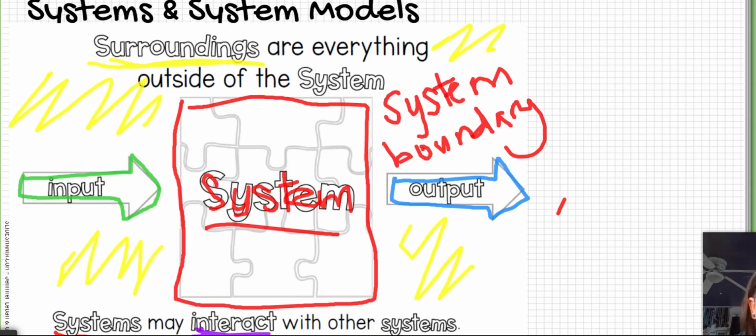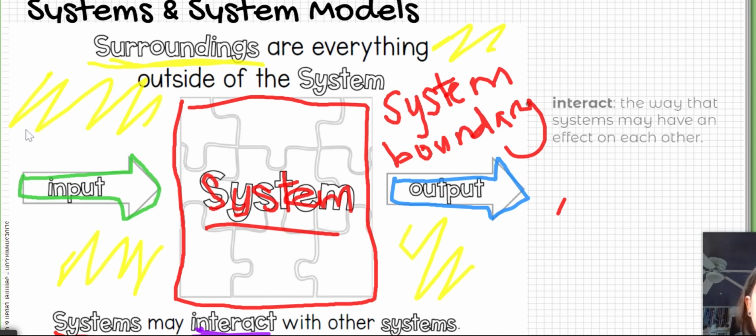All right, let's go through some important terms that we need to understand as part of this system. It's mostly a review of what we have on our diagram. To start, interact. So interact is the way that systems may have an effect on each other.